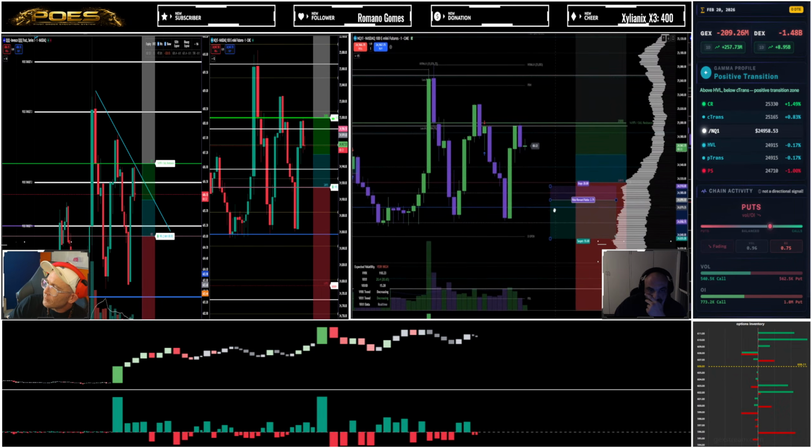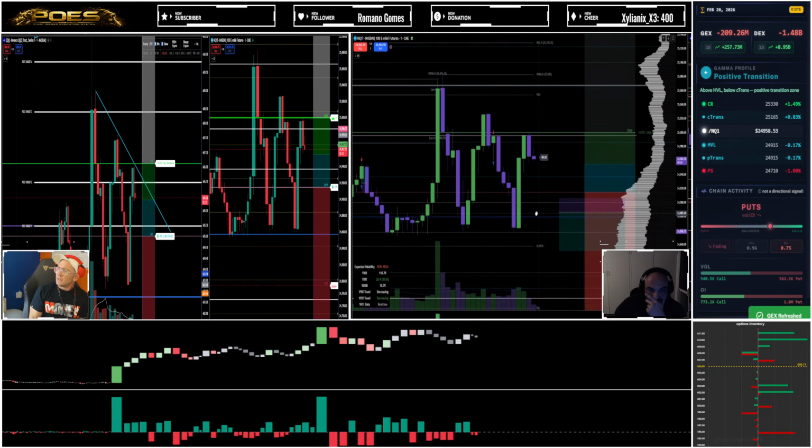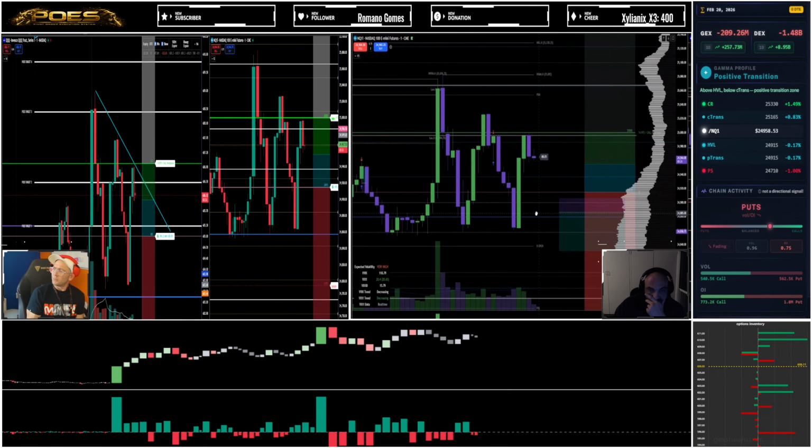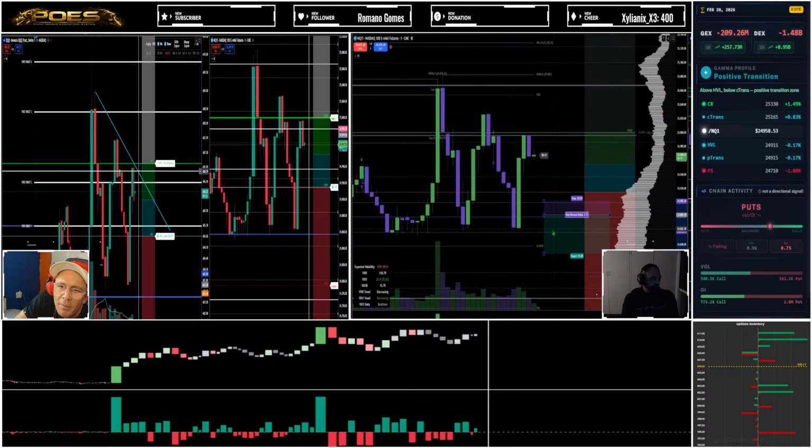Struggling here. Guess that trend line's gonna win today. Maybe not. Take a 10-pointer. Who knows? Right there at that high volatility. Let's see a pop back up to that trend.